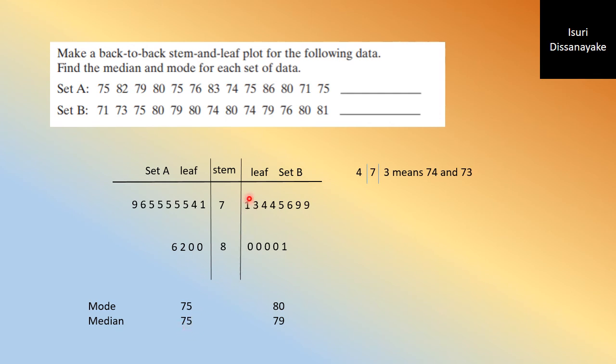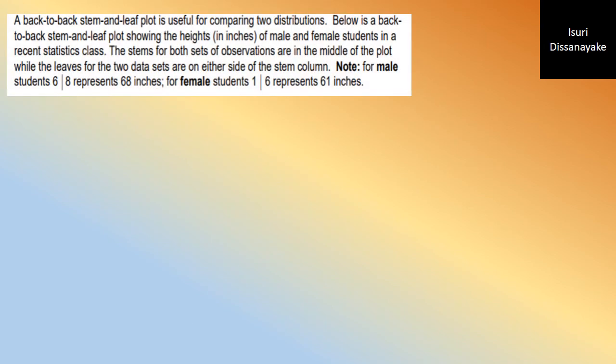For data set B, we have 1, 2, 3, 4, 5, 6, 7, 8, 9, 10, 11, 12, 13. Add 1, 14. Divide by 2, the 7th data point. Let's count it: 1, 2, 3, 4, 5, 6, 7. So the 7th data point is 79. It's mentioned over here. A back-to-back stem and leaf plot is useful for comparing two distributions.